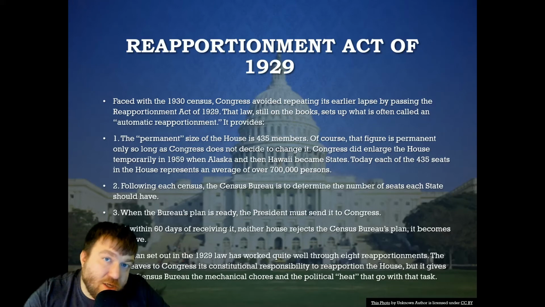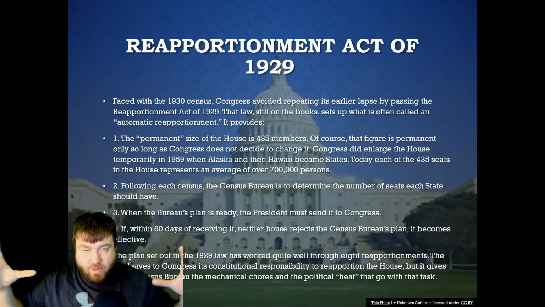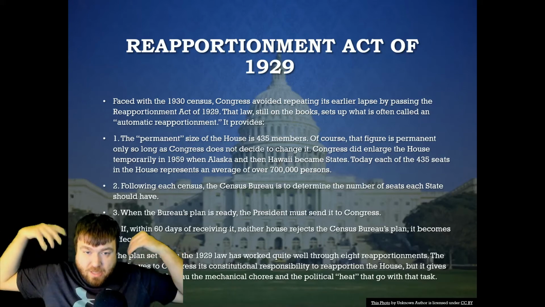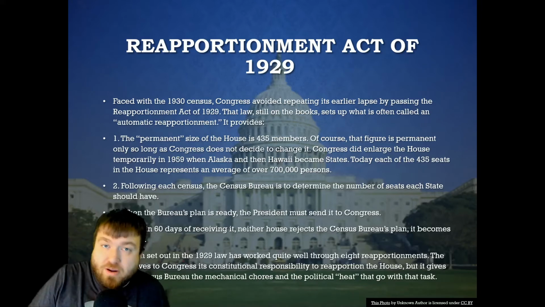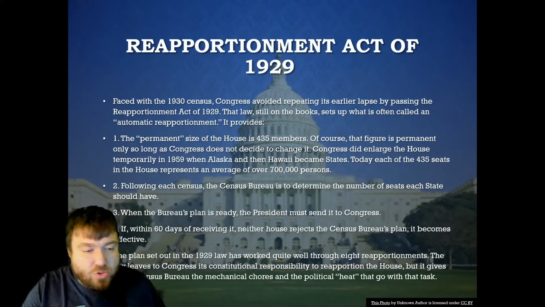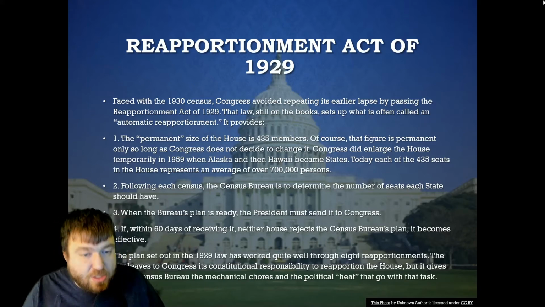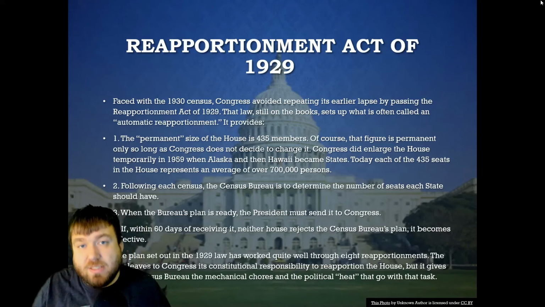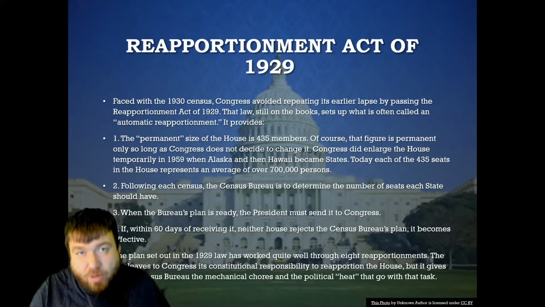So this act made it so that the House wasn't going to keep growing and growing, because they've already reached this point where it can be difficult to get anything done because you have 435 people there. So this tried to get a handle on that before it got too out of control. So now the Census Bureau, the people who run the census, they're the ones who are in charge of determining what states gain and lose seats based on population.